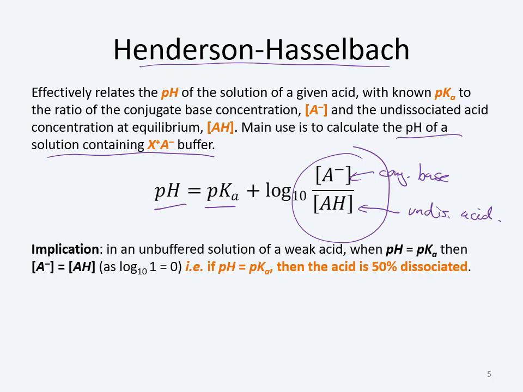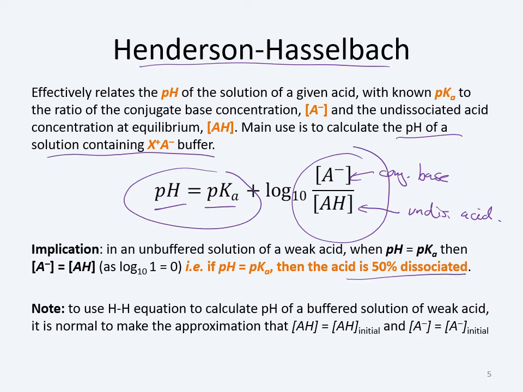Key point actually here is that if these two are equal, if A minus and AH are equal, then one divided by the other is equal to 1, and so therefore log to the base 10 of 1 is equal to 0, and in that situation pH would equal pKa. Okay, and that's what this says here. So in that case you have an acid that's 50% dissociated. So if your pH and your pKa are roughly the same, your acid is approximately 50% dissociated.